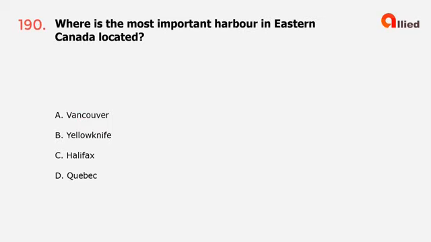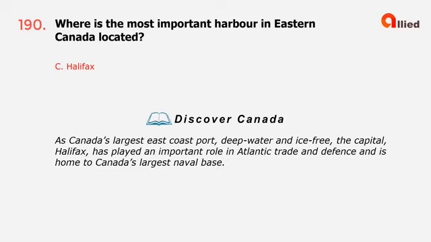Question 190. Where is the most important harbor in eastern Canada located? A. Vancouver. B. Yellowknife. C. Halifax. D. Quebec. The answer is C. Halifax.